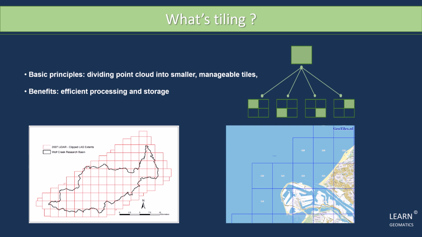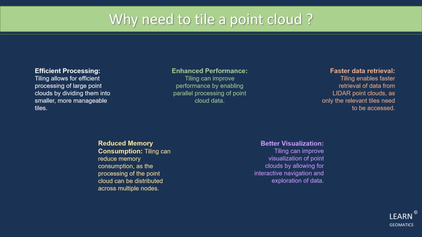The tiles can be created based on various criteria, such as their spatial location, size, or density. For example, we can create tiles that cover a fixed geographic area, such as a city block or a neighborhood. Or we can create tiles that have roughly the same number of points, regardless of their location. Once we have the tiles, we can process them independently, in parallel, or in a distributed fashion, depending on the application. But why do we need 3D point cloud tiling?